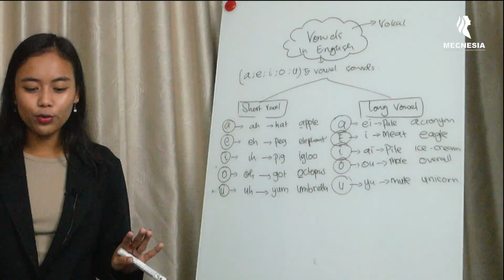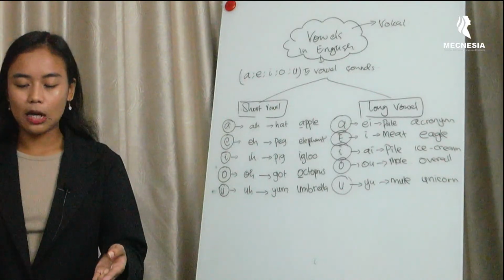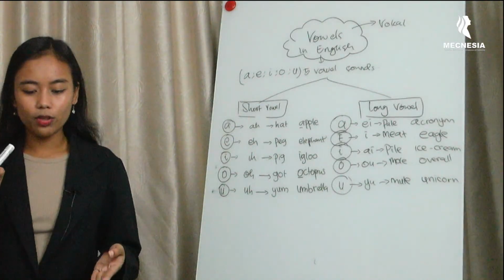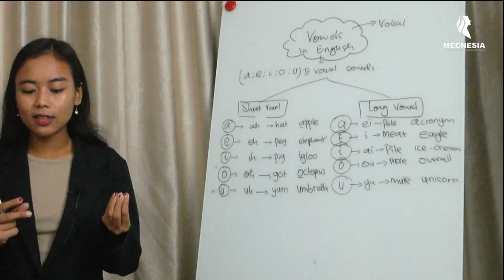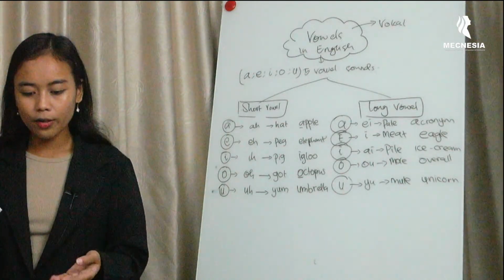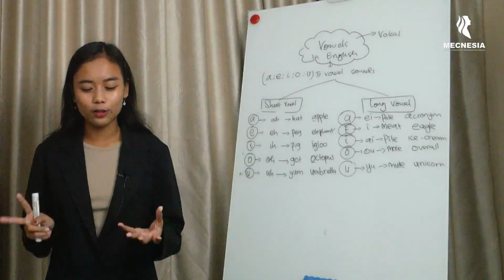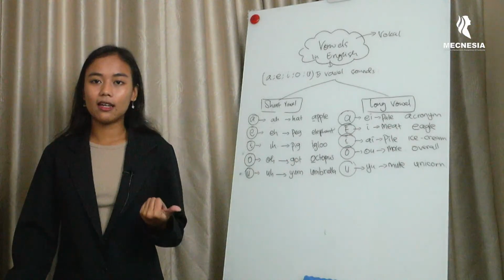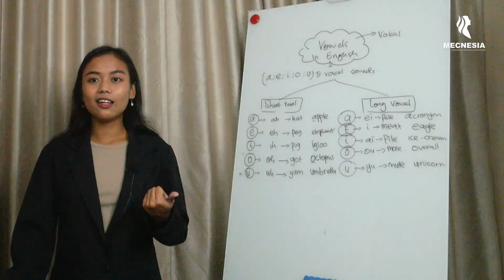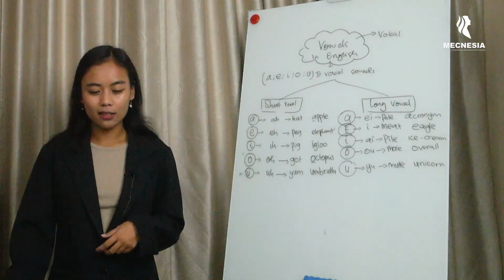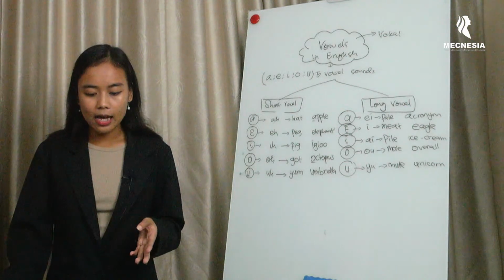Okay, now we move to the short vowel sound. Okay, so short vowel sound, the first A. There is one rule here, cuman ada satu aturan aja di sini. When the A is followed by a consonant in the end, or by two consonants. Ketika huruf A ini diikuti oleh satu atau dua konsonan. For example, like in cat, black, mattress.